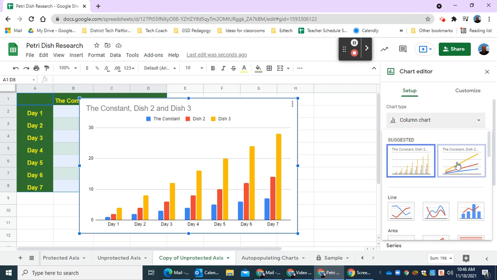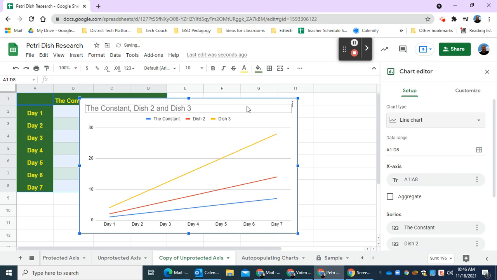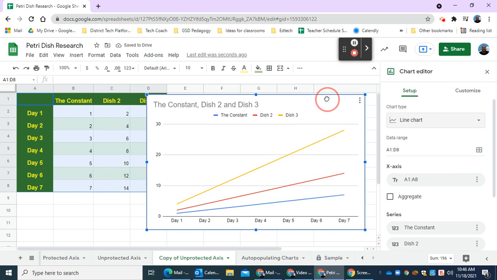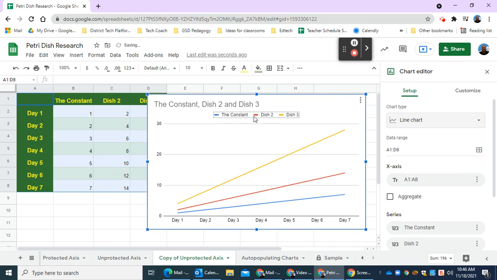Let's make this a line chart or a line graph. Okay. So now we see our three petri dishes and we can see very clearly how they relate to each other. And we can see our days across the bottom and we see these numbers on the right. Now this may be enough for you today, but a real graph should have labels so people know not only what's going on here, but what these numbers mean.